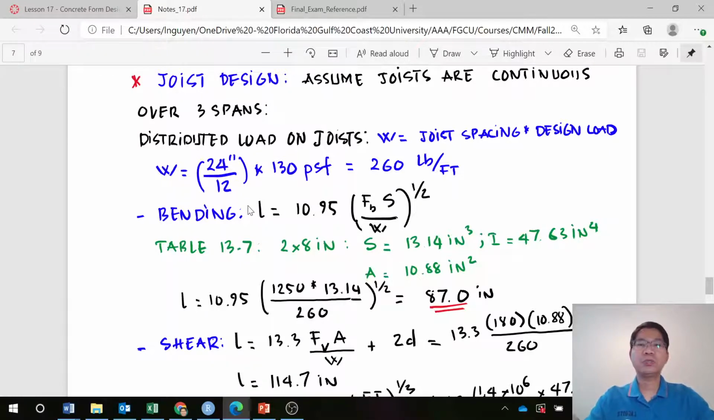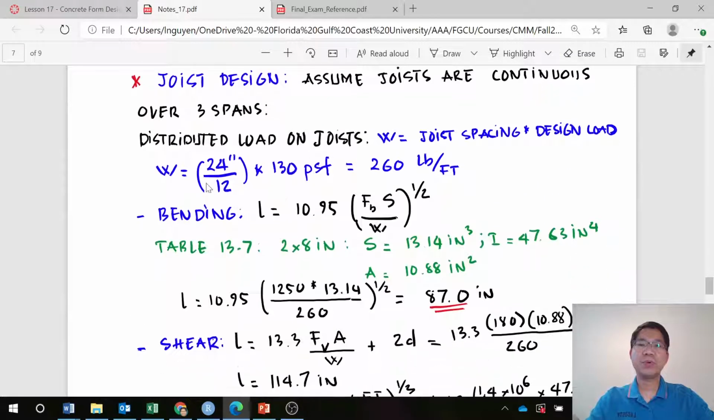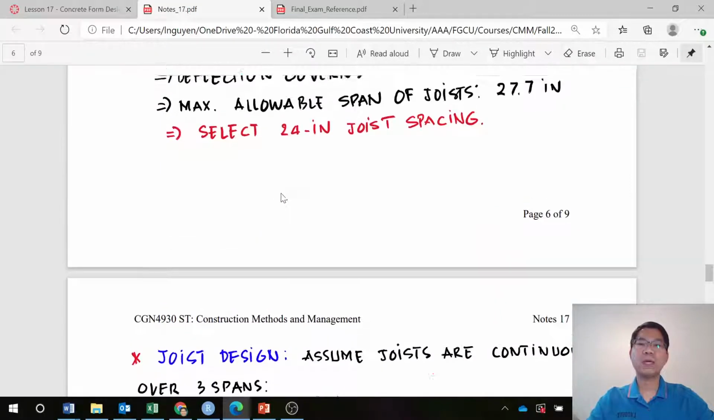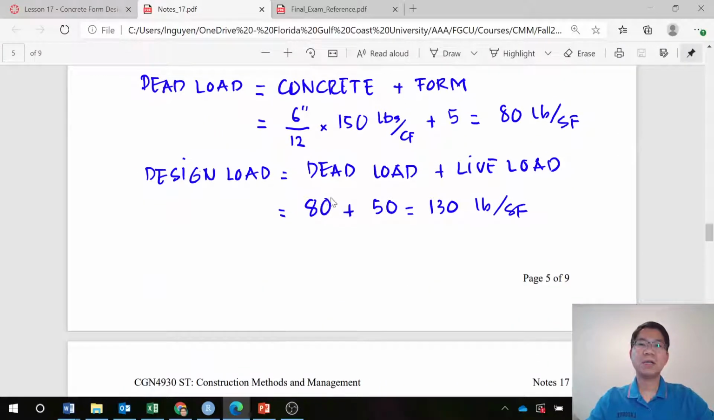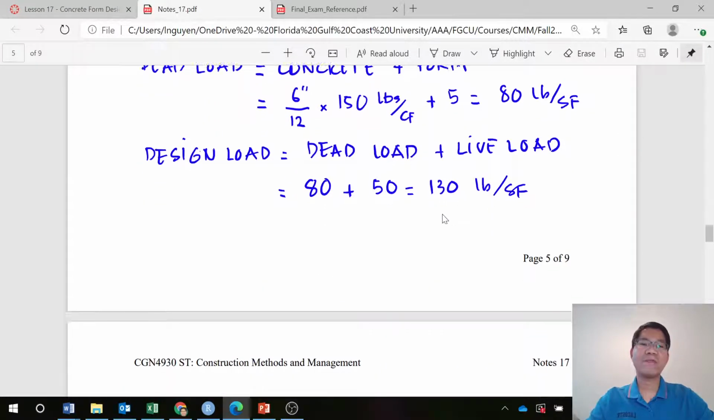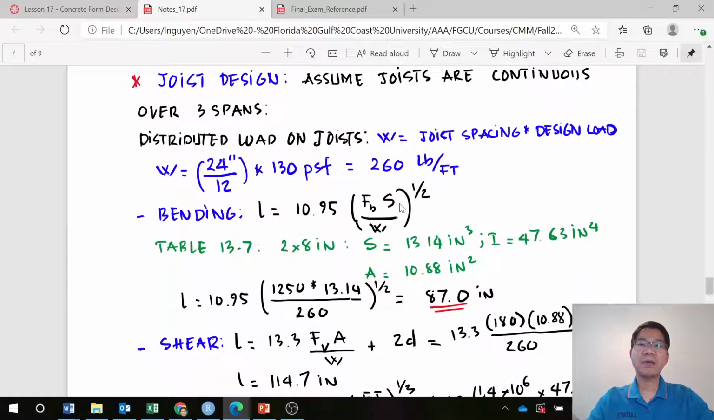The joist spacing we selected is 24 inches, so we convert that into feet: 24 divided by 12 inches per foot, times the design load that we had in the previous lesson videos, which is 130 pounds per square foot. Multiply those and you can determine the distributed load on the joists: 260 pounds per foot.